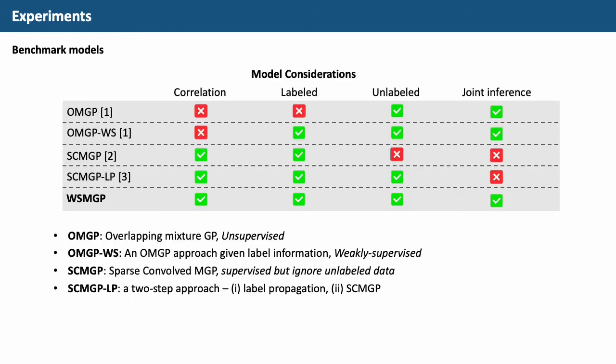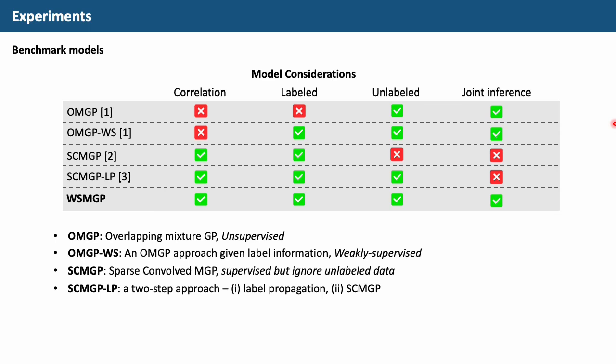Great. So now let's discuss our experiments. We have 2 case studies, and we will compare 5 models including our model, WSMGP. Benchmark models and their properties are presented in the table. OMGP indicates the overlapping mixture of GP. It assumes GPs for the outputs are independent and does not leverage label information. OMGP WS is an extension of OMGP to account for the label information, but still ignores correlation between outputs.